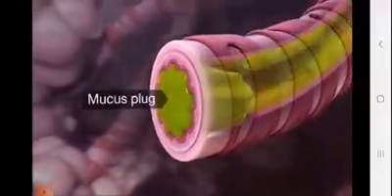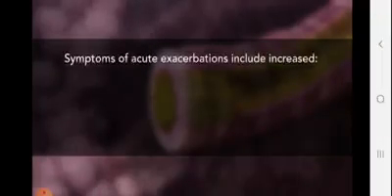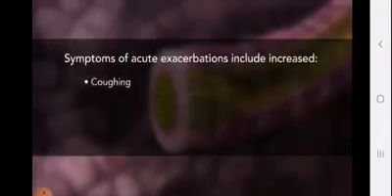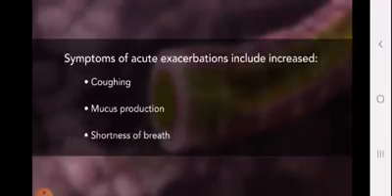In cystic fibrosis, the mucus is so thick and sticky that the cilia can't push it out of your lungs. This thick, sticky mucus can build up, trap germs like bacteria, and block your airways. Because of this, you may periodically have acute infections or exacerbations of the disease, causing symptoms such as increased coughing, production of mucus, and shortness of breath.